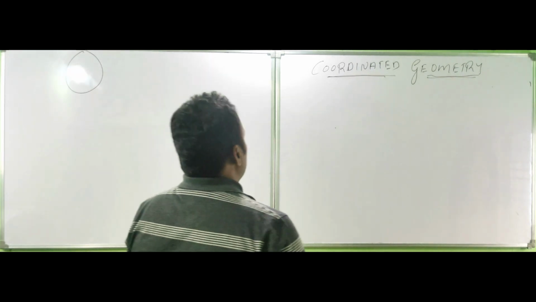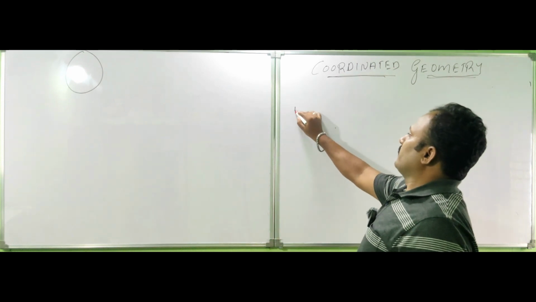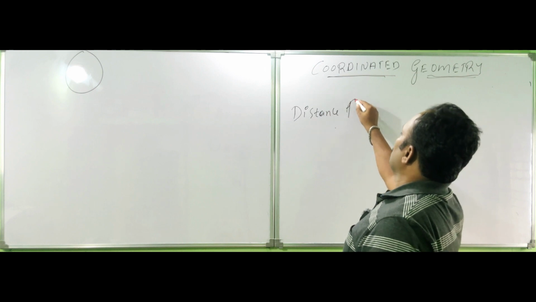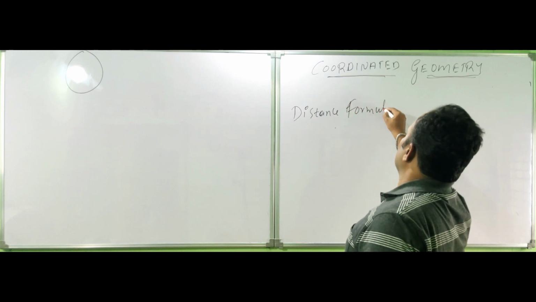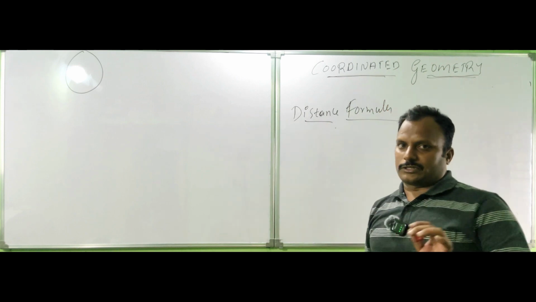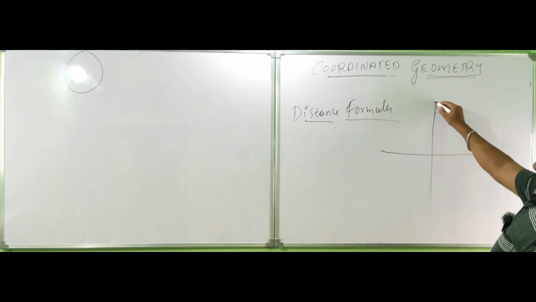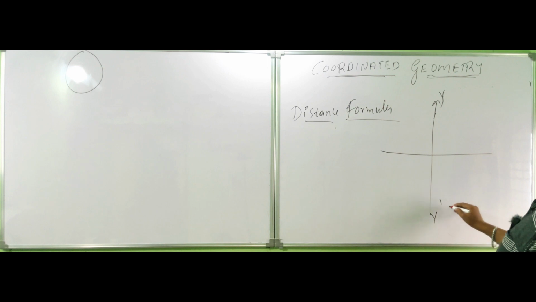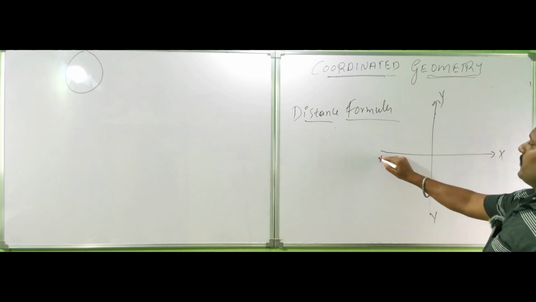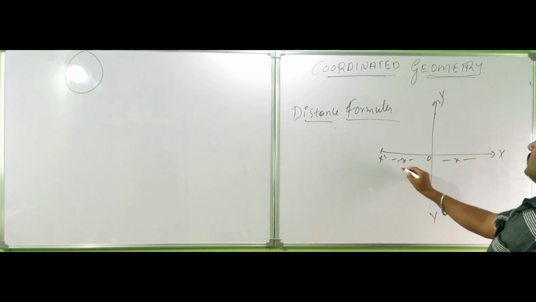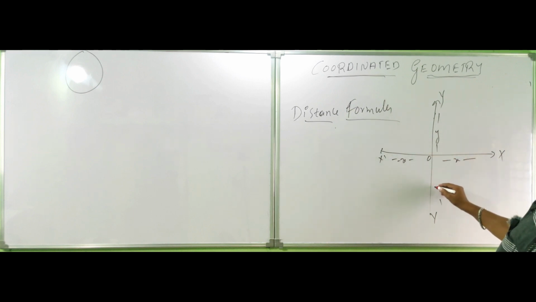Next, what is the distance formula in coordinate geometry? First, the basic introduction. This is the y-axis and this is the x-axis, capital Y dash and capital X dash. This is 0. This is x, this is minus x, this is the y line, and this is minus y.